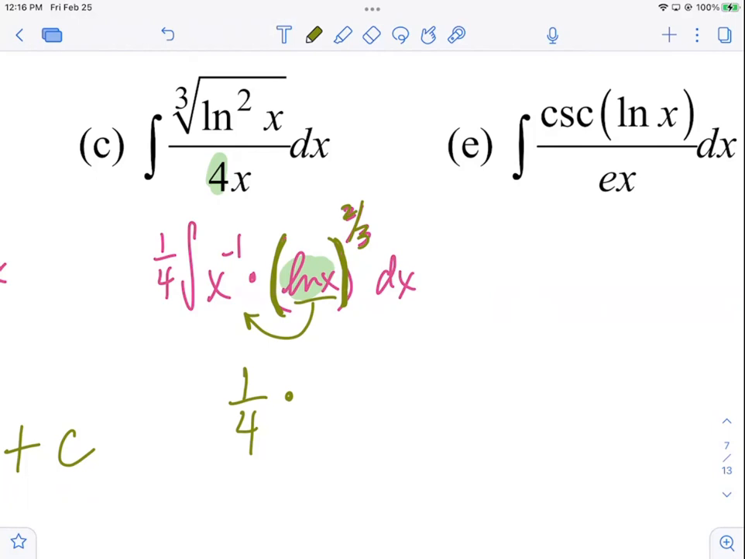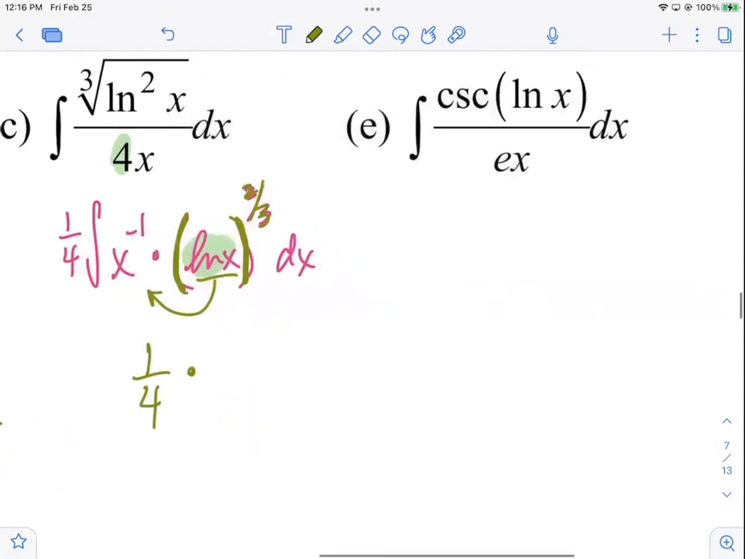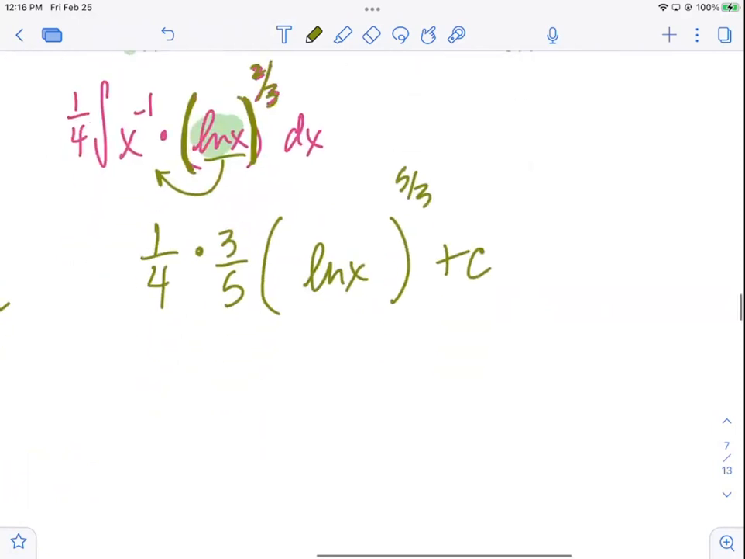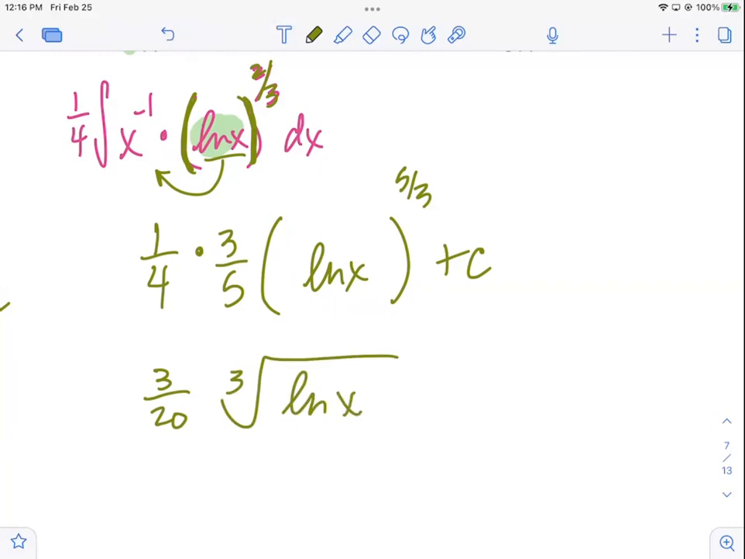So anyway, the rule of integration now is blob to the 2/3. That's the power rule, right? So leave some space, add 1 to get 5/3, 3/5 in front, plus C, and of course the blob is ln of x.